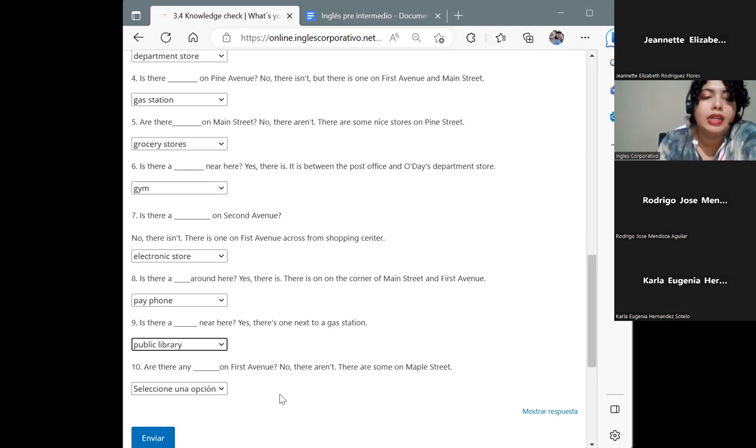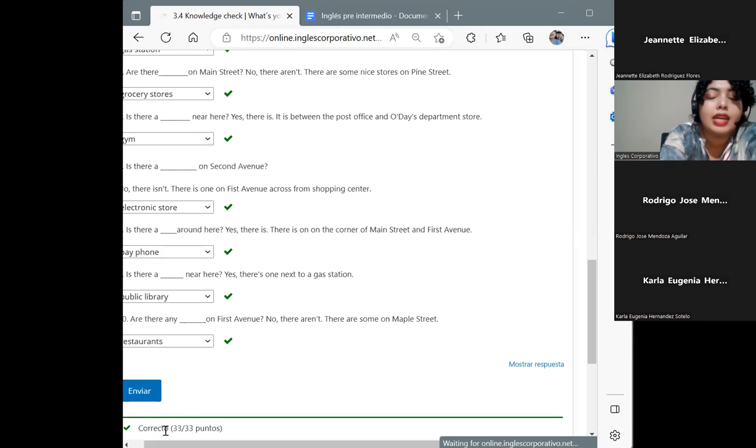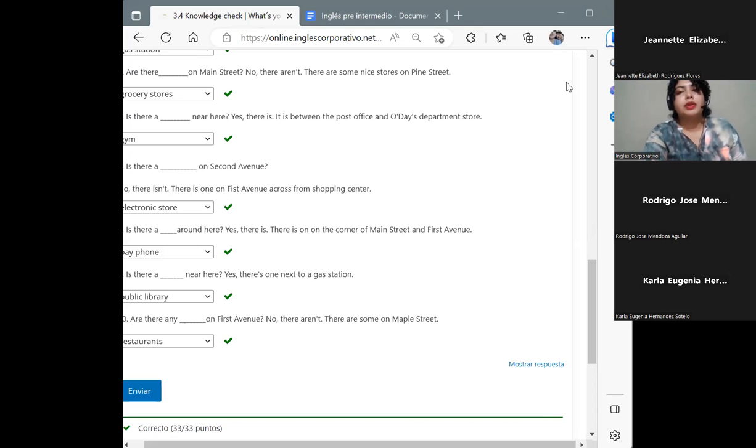And the last one. Are there any ___ on First Avenue? No, there aren't. There are some on Maple Street. Hay algunos en Maple Street. Restaurants, gas station, grocery stores. Restaurants. Okay, vamos a ver las respuestas. Y todas están correctas. Very good.